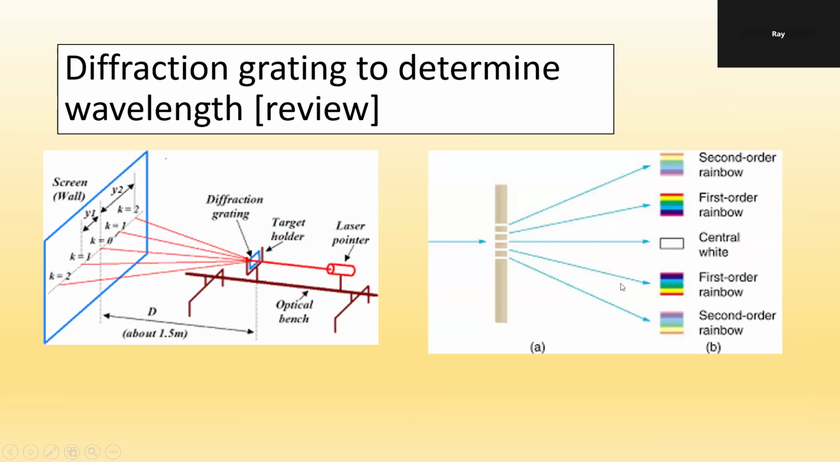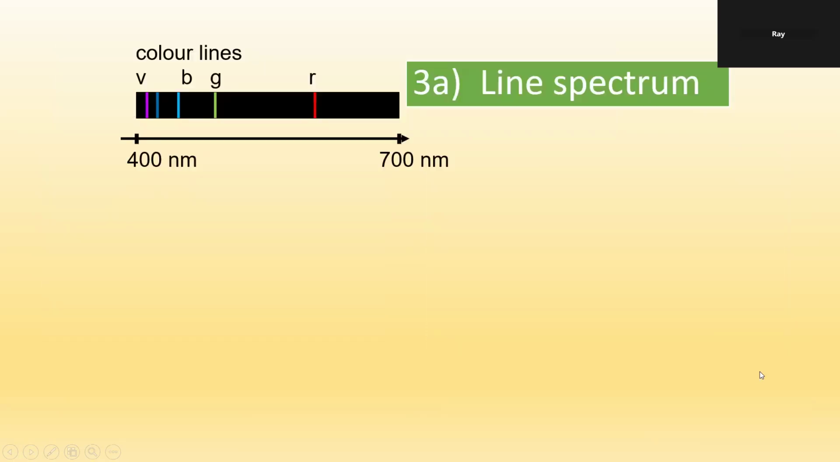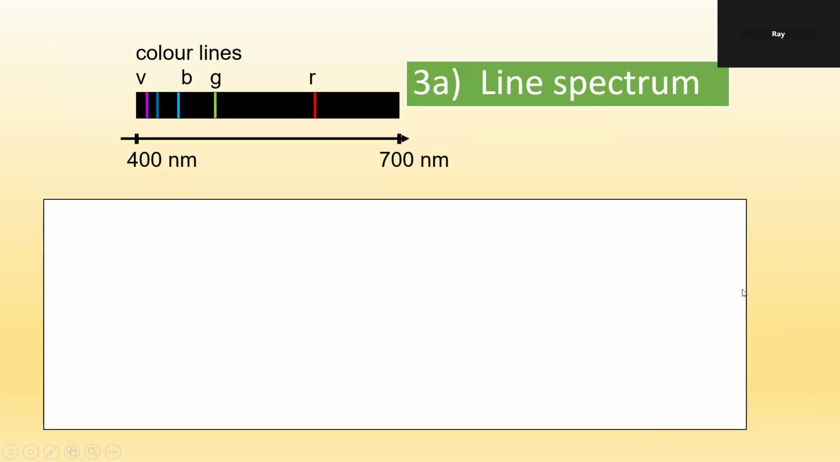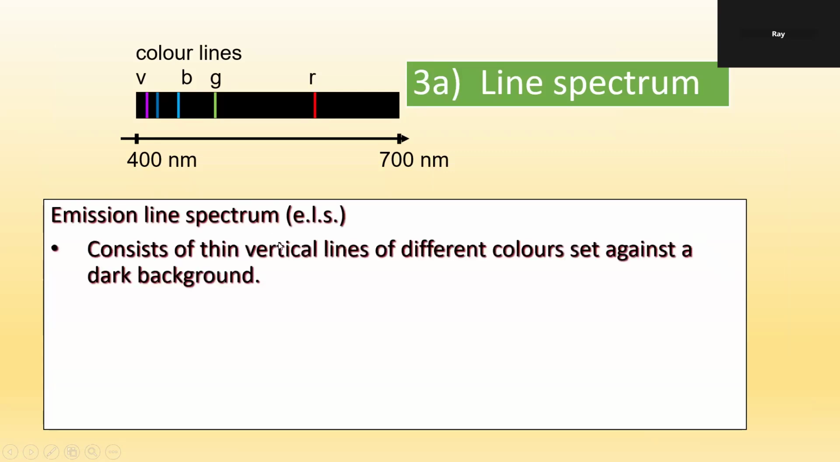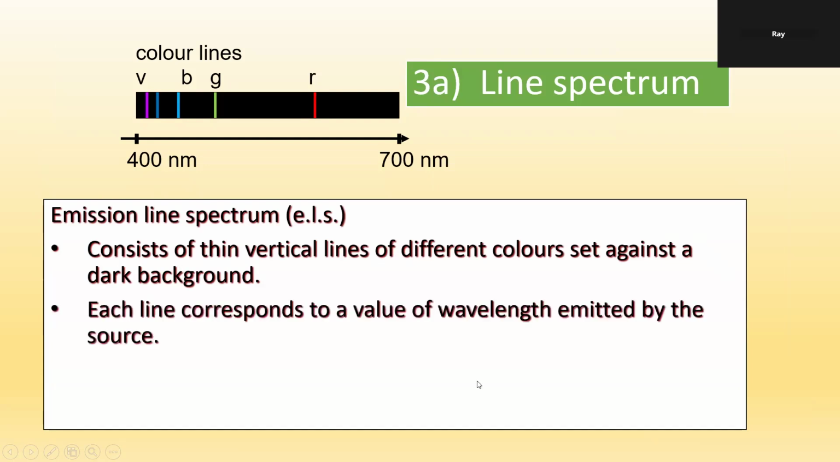Line spectrum. Right? This is called the emission line spectrum. It consists of thin vertical lines of different color set against a dark background. That's the dark background. Each line corresponds to a value of wavelength emitted by the source. So each line or each color represents a particular wavelength emitted by the source.